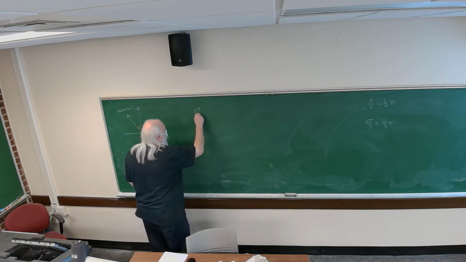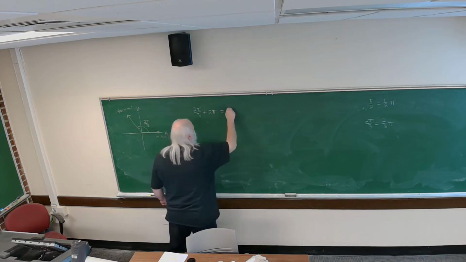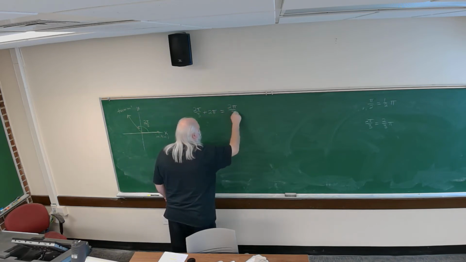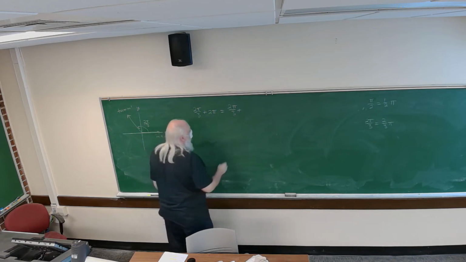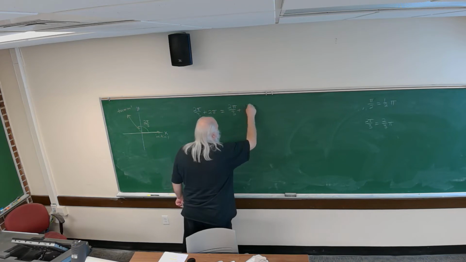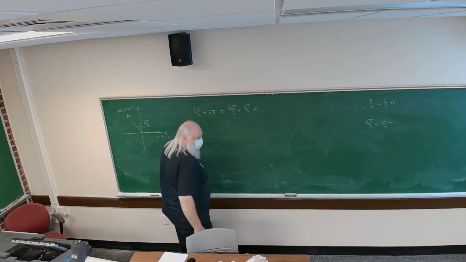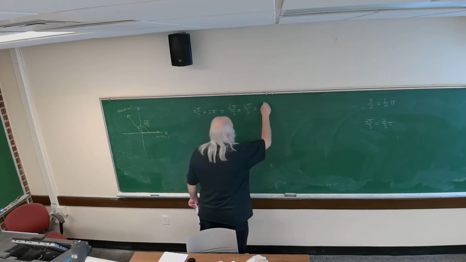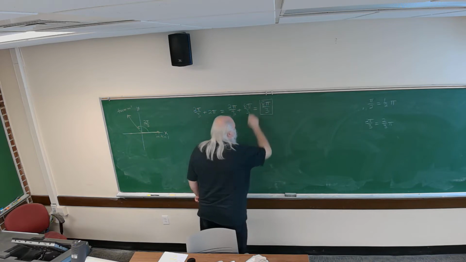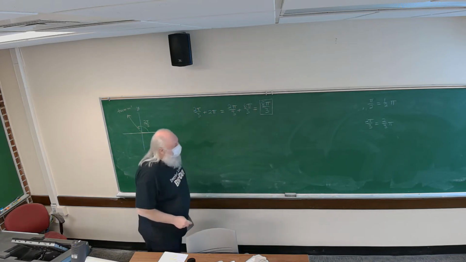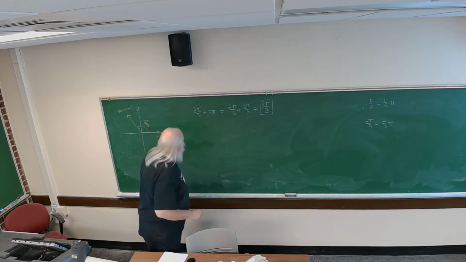So 2 pi over 3 plus 2 pi. Three is the common denominator. So 2 pi is equal to 6 pi over 3. And then now I keep the denominator, I add the numerators, and I get 8 pi over 3. So 8 pi over 3, that angle is coterminal with 2 pi over 3.